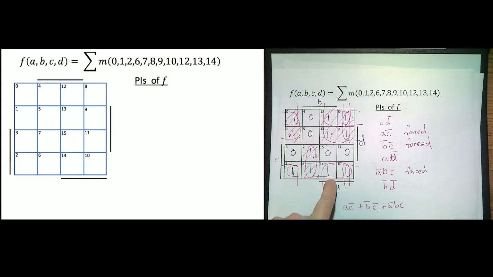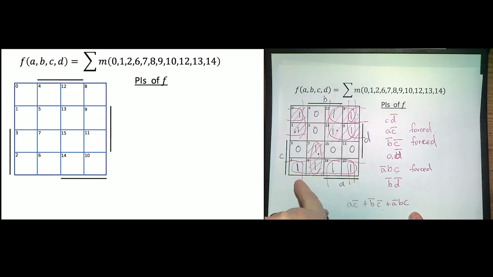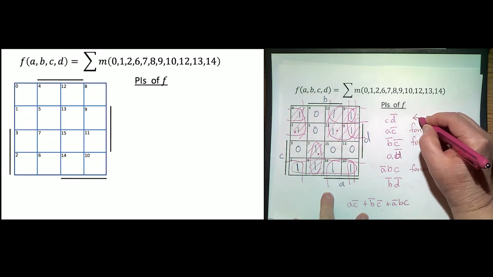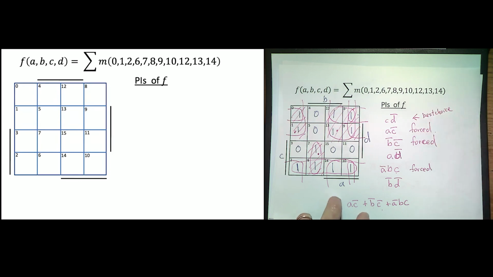Is there an obvious choice to do that? In this case, CD bar is the only one that does all 3. If I don't use CD bar, I'm going to need at least 2 more. So this is the best choice for the remaining. It's not forced, but it's the best choice. So there we are. How many literals do I have? So this is how we come up with a minimal sum of products.